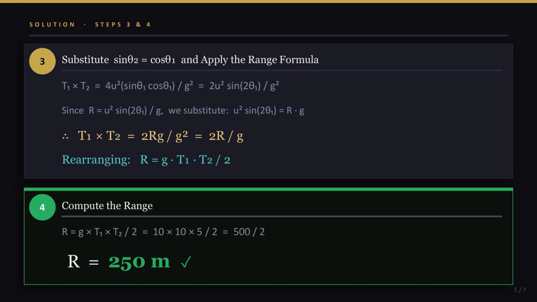Step 4. Now we simply plug in the values. g is 10, T1 is 10, and T2 is 5. So R equals 10 times 10 times 5 divided by 2, which equals 500 divided by 2, which equals 250 meters.